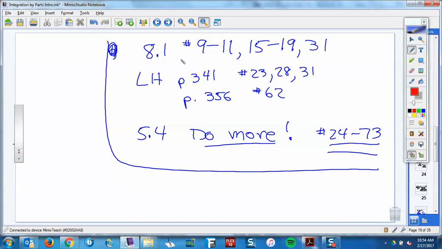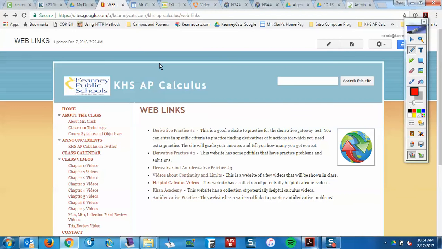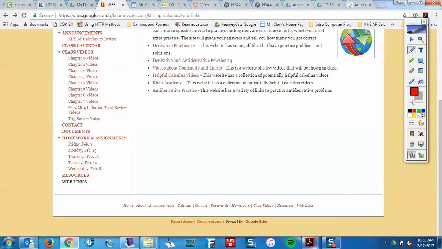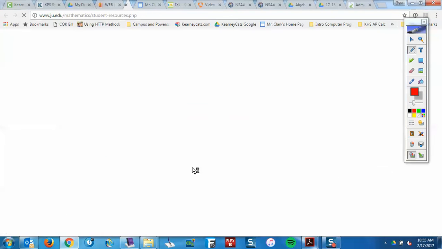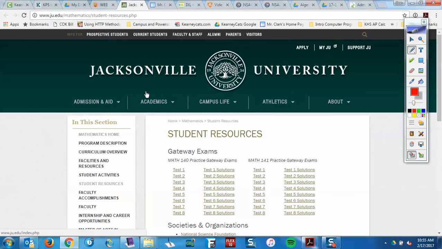Okay, now the last thing that I will show you, and this will be more for next week, there are a couple of websites like there were with the derivative. If you go on our class website, down here to the web links, down the far bottom left here, there are two links here I want to show you. Okay, there's this one that says derivative and antiderivative practice. Now this is from Jacksonville University in Florida, I believe.